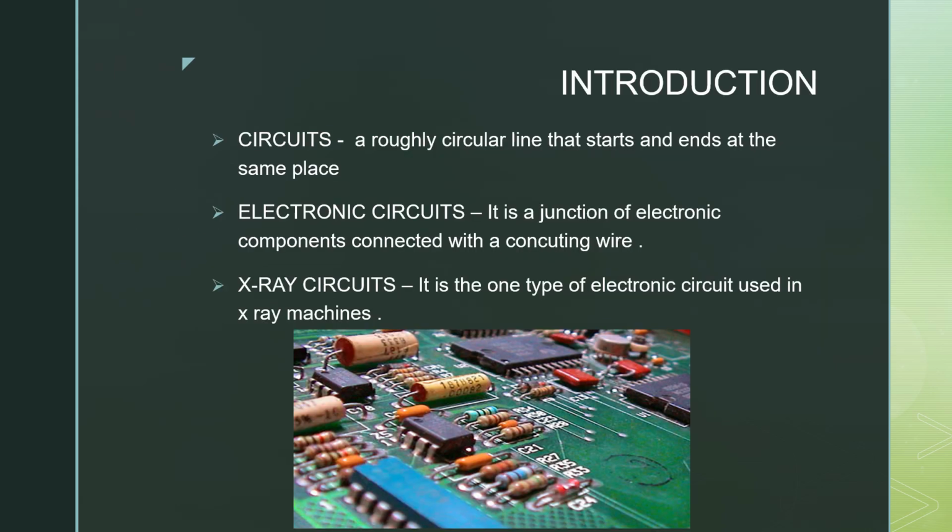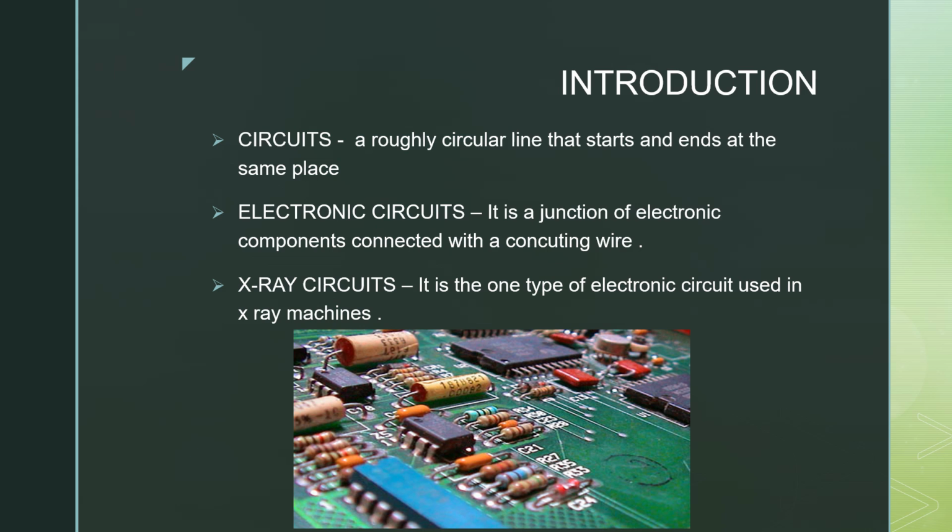So, what is a circuit? A circuit is nothing but a roughly circular line that starts and ends at the same place. That means if we draw a circular line, or a semicircular line, or a roughly circular line from a point, and it ends at the same point or in the same place, it creates a circuit.